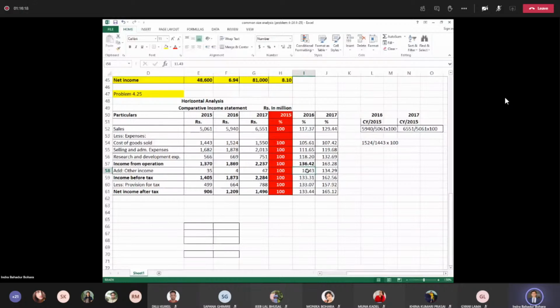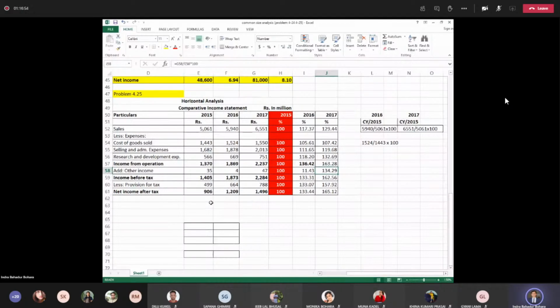88.57 percentage here, 88.57% decrease here from the base year. So only it is 11.43 percentage of the previous year. And in the second year 2017, this is increased by 34 percentage from the base year 2015. Similarly, provision for tax: when the profit increases, certainly the tax is also increased, no problem, nothing different.